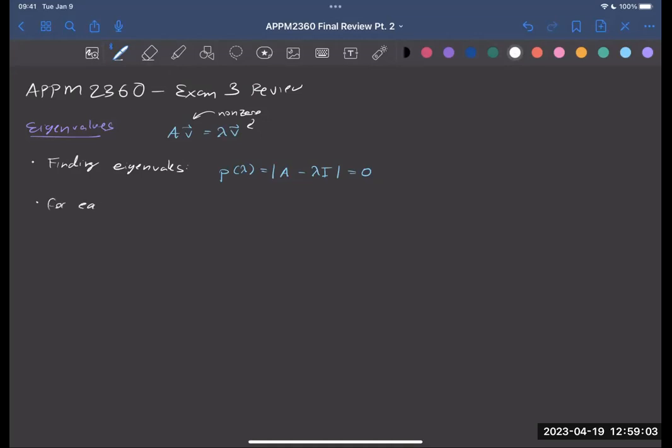For each eigenvalue, which I'll denote as lambda sub i, we can find our eigenvectors via the equation A minus lambda I times V_i is equal to 0. So for each lambda i that you substitute in, you can find the associated eigenvector. And in this case, this matrix needs to be in reduced row echelon form, RREF, which means that it has at least one row of just zeros.